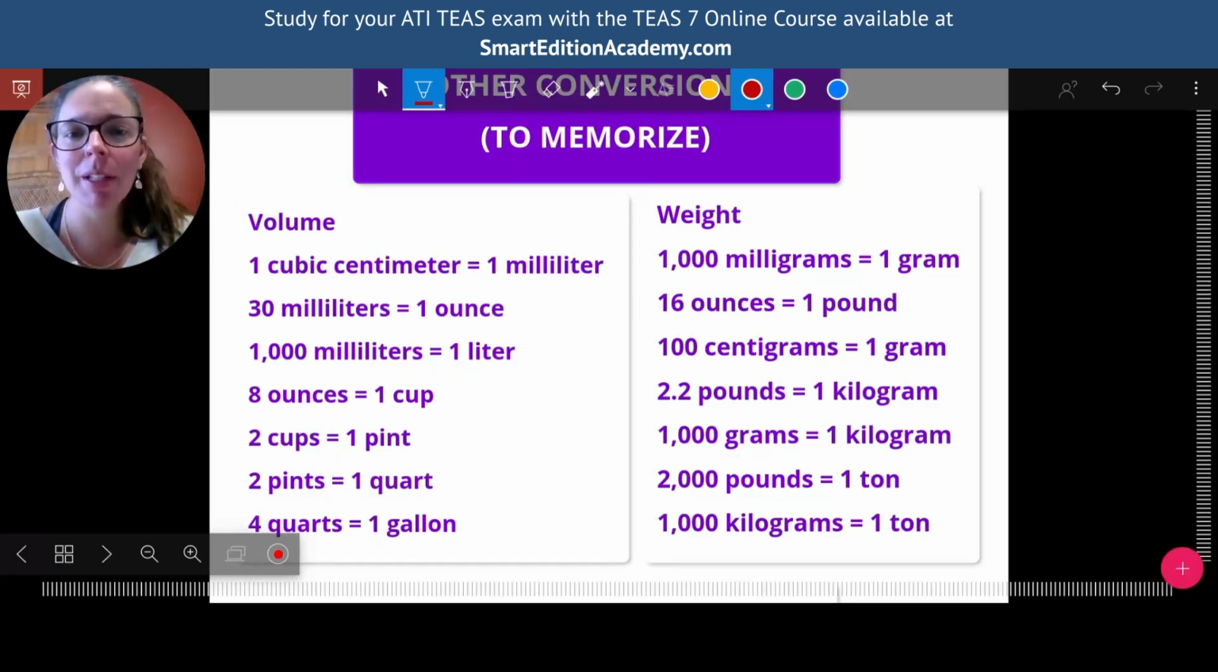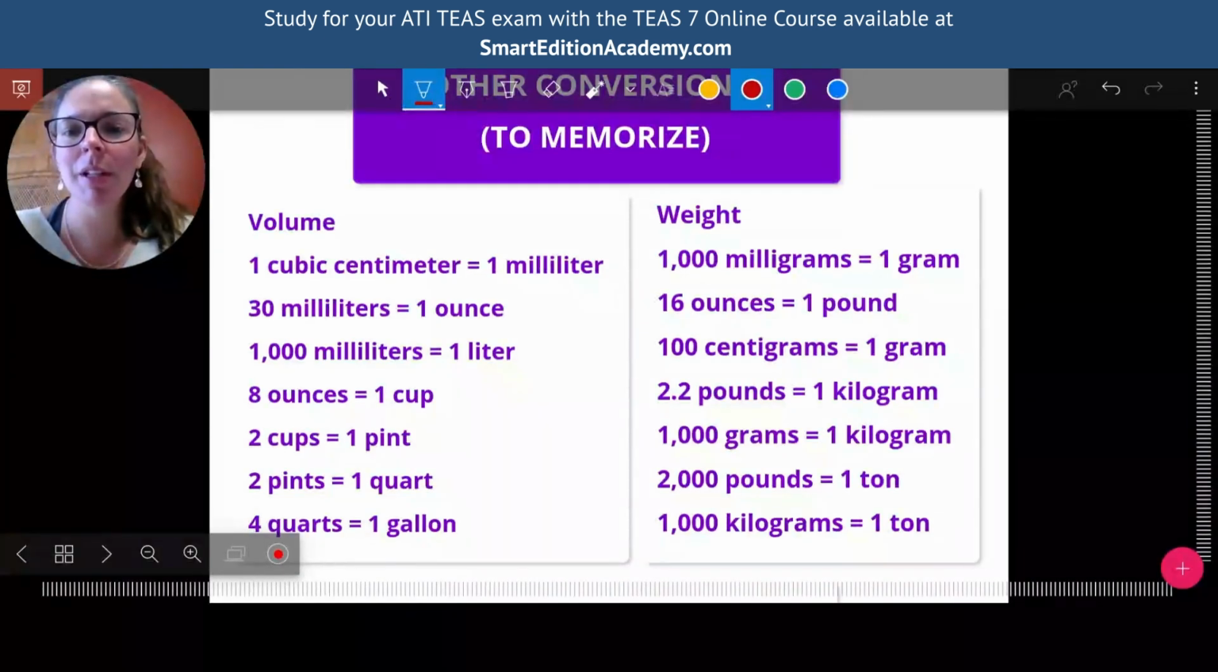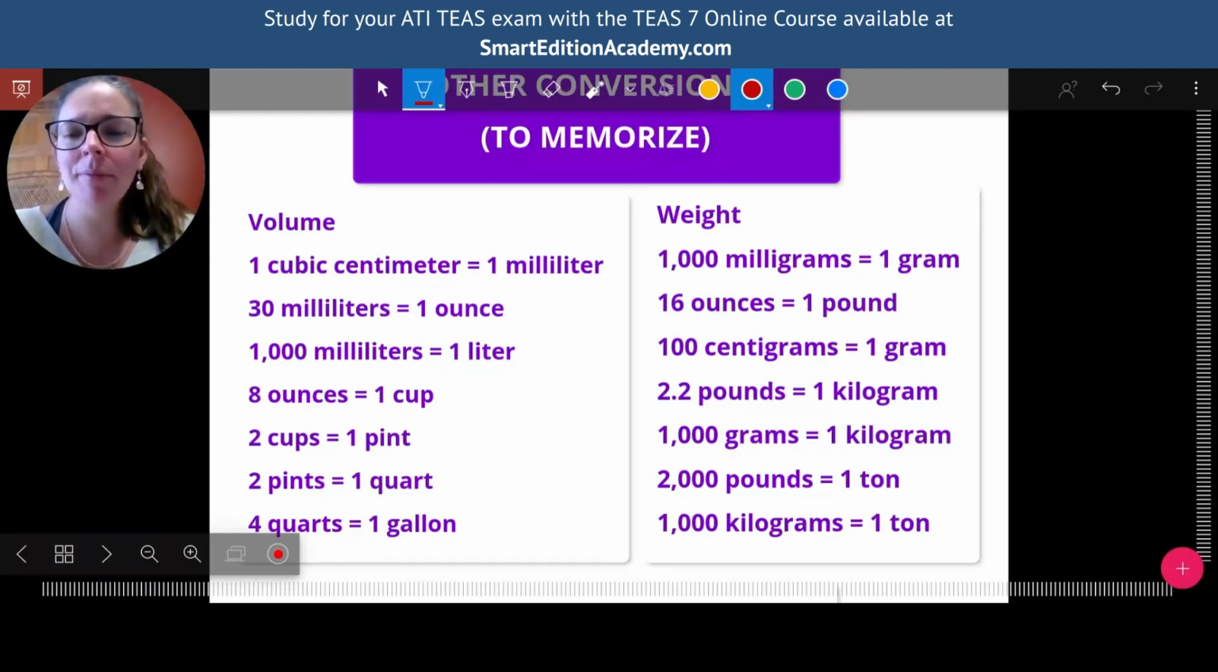1 cc is 1 milliliter. 30 milliliters is 1 ounce. 1,000 milliliters is 1 liter. We've seen all of those on the previous slides, but here's some new ones. 8 ounces is equal to 1 cup. 2 cups is equal to 1 pint. 2 pints is equal to 1 quart. And then 4 quarts is equal to 1 gallon. Okay, so those are all conversions, again, that you need to memorize. You will not be given them. You need to have them ready to go.